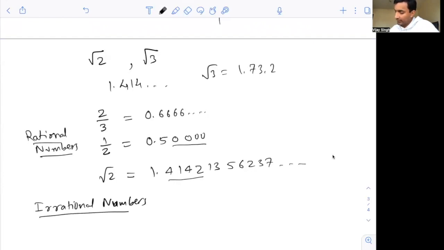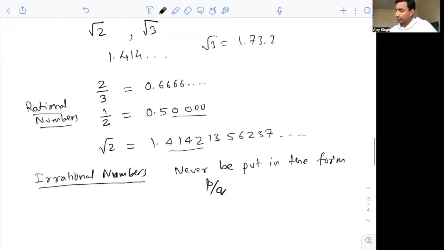These numbers, if you put them in the decimal form, never have a group of digits that will repeat, or a set of trailing zeros. These numbers can never be put in the form P over Q, and that's why they are called irrational numbers.